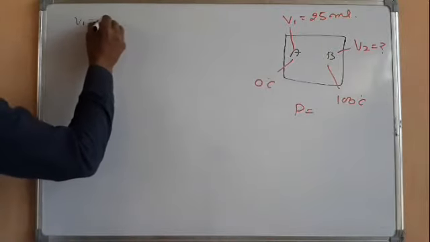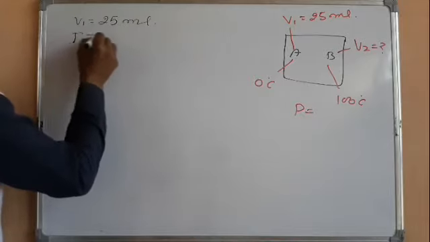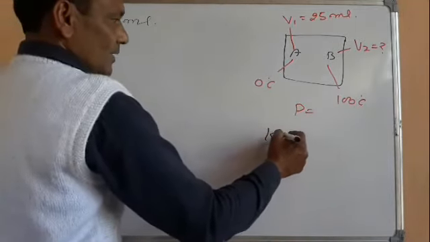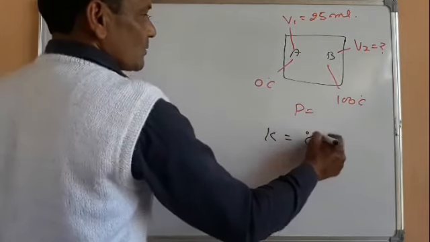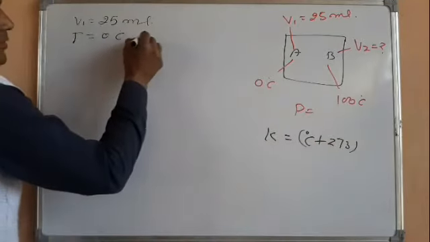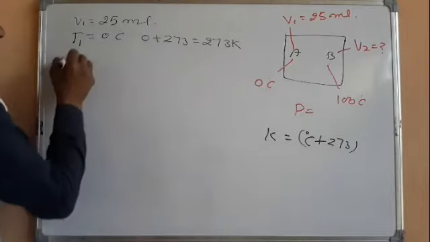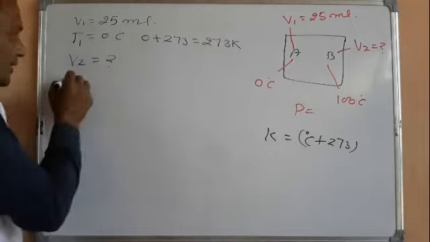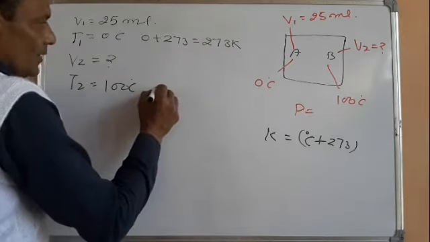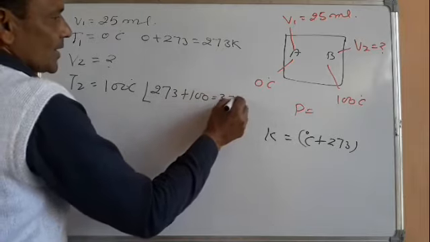So first, V1 is equal to 25 ml and T1 is equal to 0 degrees Celsius. Take the Kelvin: degrees Celsius plus 273. So 0 plus 273 is equal to 273 Kelvin, T1, and V2 we have to find. T2 is equal to 100 degrees Celsius, so convert it to Kelvin: 273 plus 100 is equal to 373 Kelvin.